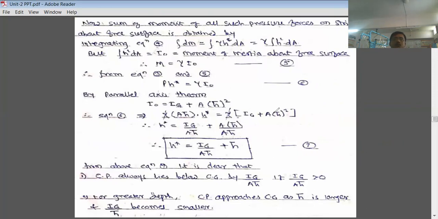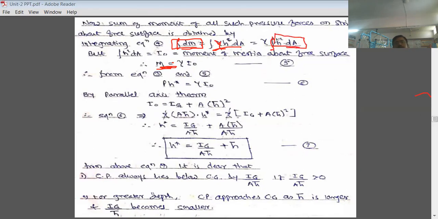Now the sum of moments of all such pressure forces on the strips about the free surface is obtained by doing the integration of equation number 4. Integration of dM is equal to integration of gamma h square dA. Now integration of this dM is nothing but the capital M, the whole moment. So integration of dM will be M, which must be equal to, now this gamma is constant, it will come out of the integral sign, gamma times integral of h square into dA.